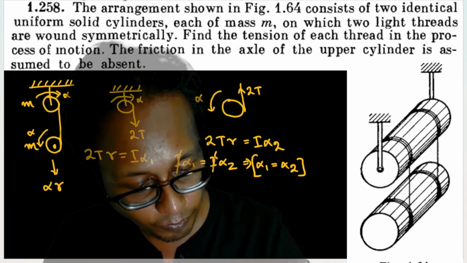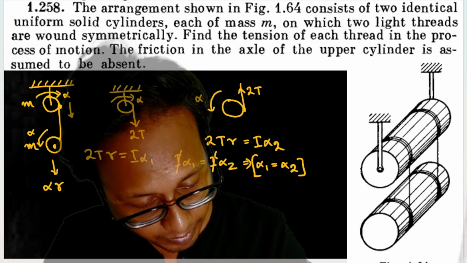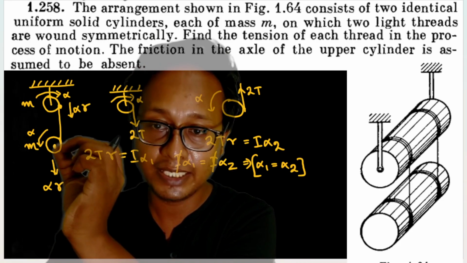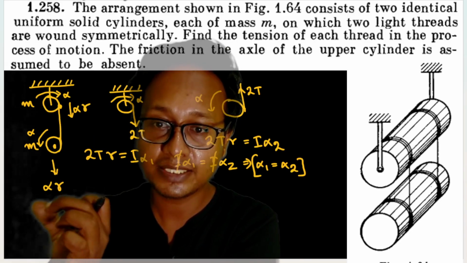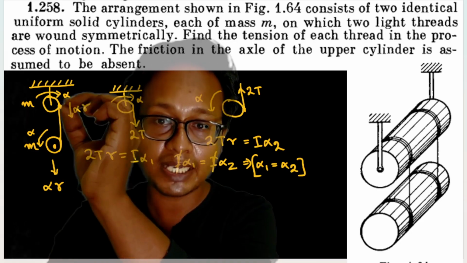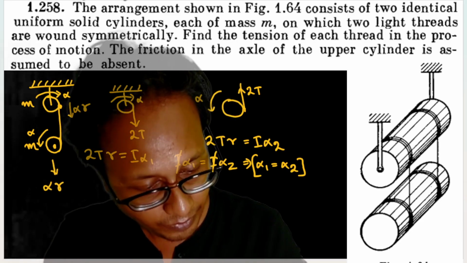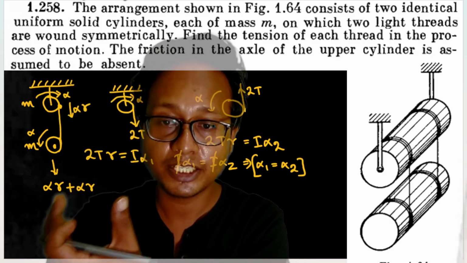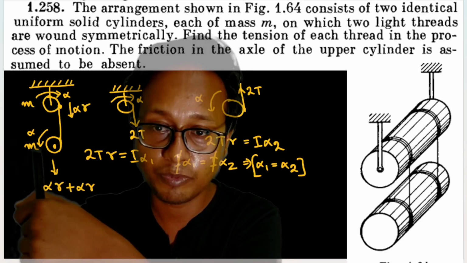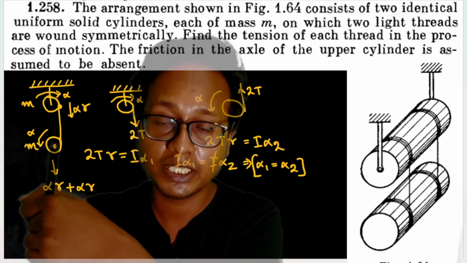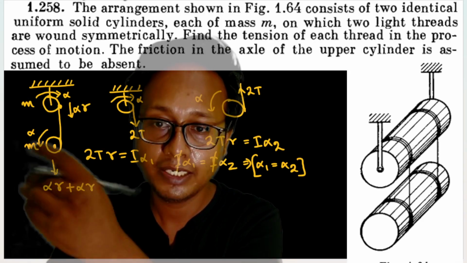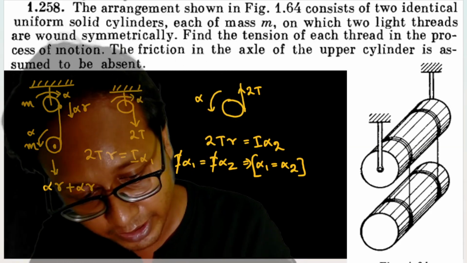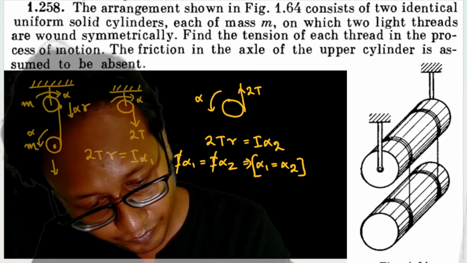The acceleration of the rope at this point is also nothing but alpha into r. So the total acceleration at the center of this cylinder is the acceleration due to the rotation, alpha r, plus the acceleration because the thread is coming down. Understood this one? So the total acceleration of the center of this cylinder would be alpha r due to the rotation of the cylinder plus alpha r because the string is coming down with alpha r, which is nothing but 2 alpha r.